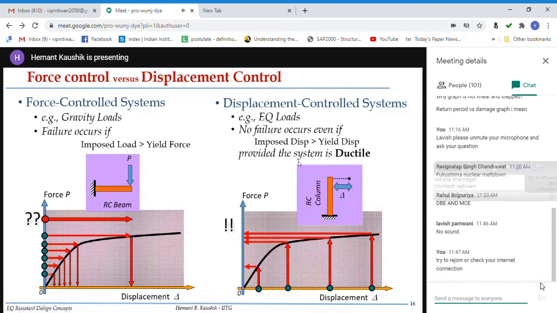So that is why I said that when the imposed load is more than the yield force, you have the failure. But here you will not have failure even if the imposed load is greater than the yield displacement. Why? Because we are putting the ductility into the picture now. We are displacing the structure. We are not forcing the structure. Right? So that is the primary difference. In wind loads, in gravity loads, you force the structure. But in earthquake loads, you displace the structures. And that is why you have some control over the response of the structure.